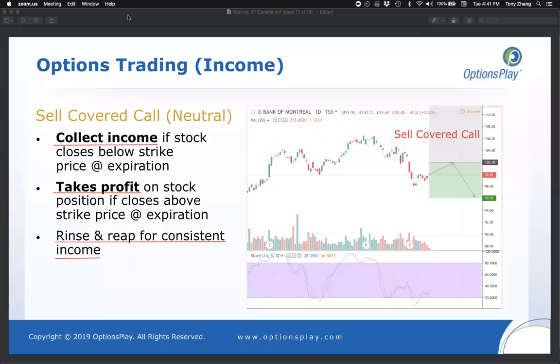And that's really, in my opinion, the best way to think about covered calls: put in an order to sell your stock at a higher price, and collect some income to do so. If it doesn't reach that price, you can sell another covered call, and that can create your income stream. If the stock does rise to 102, now you've taken profit on your stock and you've collected some income. So this is really the different ways that you can utilize options to generate income.